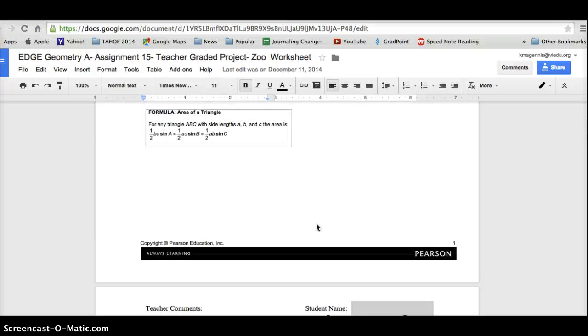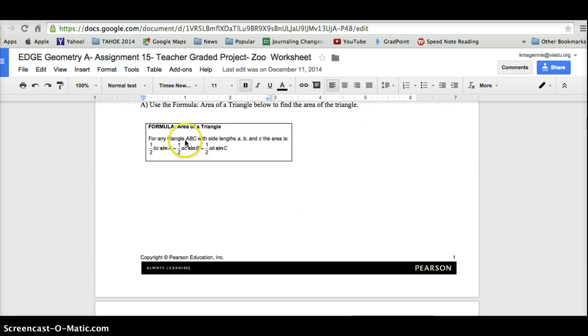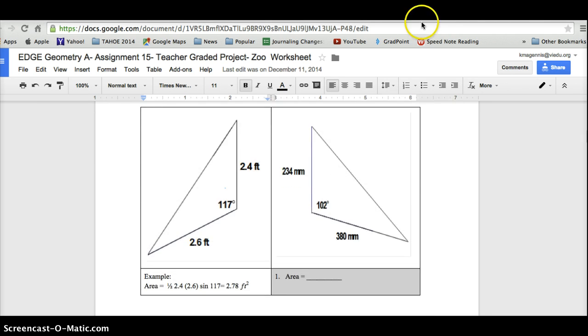Hi, so I'm going to probably split this up into a couple videos because it might be kind of long, but we're looking at the zoo project and the first part, which is the area of the triangle. Now, what this is showing is that any of these will work to find the area of the triangle. You don't need to use all three. So in this particular example, let's take a look here.